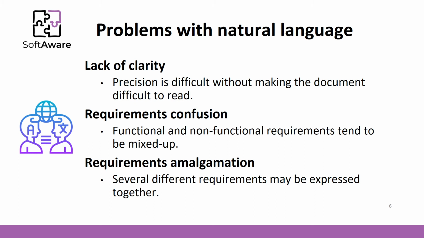As I previously mentioned, natural language has many disadvantages, and I would like to mention some of them. Firstly, this type of specification lacks clarity. If we want to explain many details, we need to write a lot. And if we want to describe everything in short, some parts of the requirements might remain unclear. Another problem is requirements confusion. Usually, in natural language, functional and non-functional requirements are mixed up. The last one I would like to mention is requirements amalgamation. Then we merge 2 or more requirements into one.